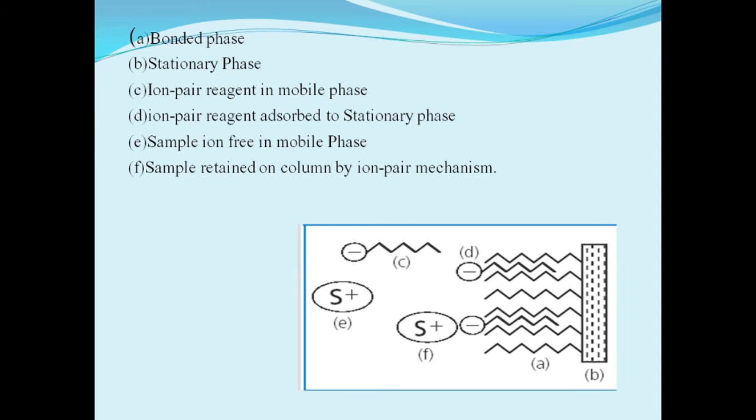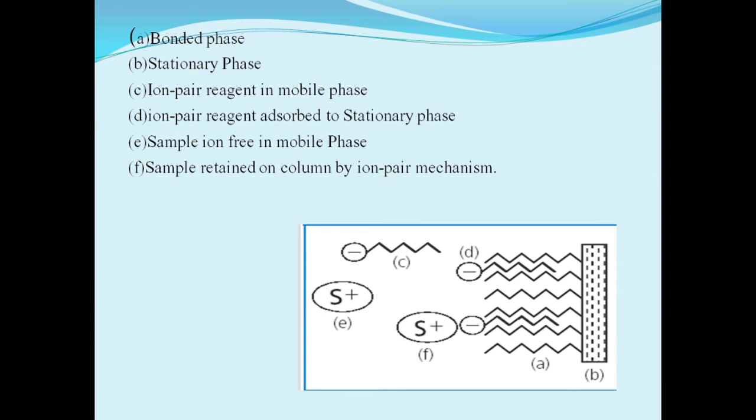These are the typical ion pair reagents. Some theory part: ion pair chromatography, that is IPC, can be used for both positively and negatively charged analytes, that is ionic bases and acids, that is charged particles.